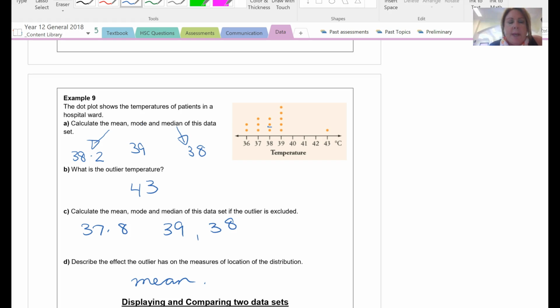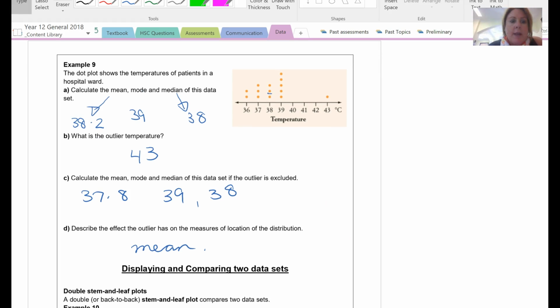Okay, earlier I said that the mean is the most affected by an outlier, and this example here, 9, shows it. So what I've done is I've found the mean, the mode and the median of this set of data. I've got 38.2, 39 and 38, and it asks what the outlier is, which is pretty obvious here. I haven't calculated it, but it's 43. It says calculate the mean, mode and median without it, and I did, and I got the mode and the median to be exactly the same, but the mean, or the average, is down. So what is most affected? The mean.